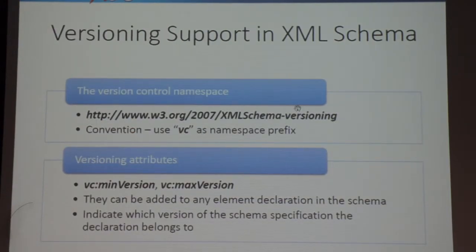XML Schema 1.1 introduces a new namespace, which is the version control namespace. The minVersion and maxVersion attributes belong to this namespace, and they can be added to any element declaration in the schema or on the schema root. Their role is to indicate which version of the schema specification the declaration belongs to.